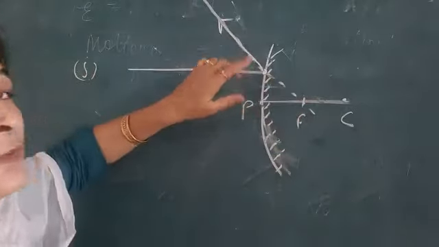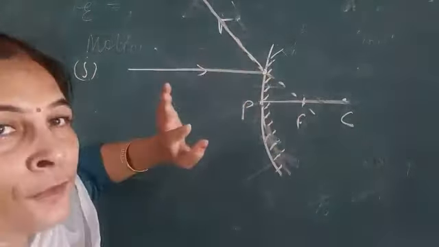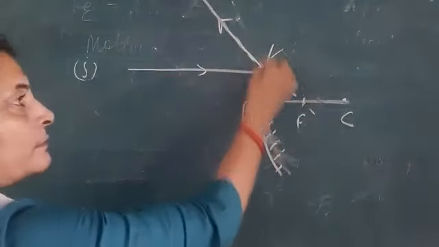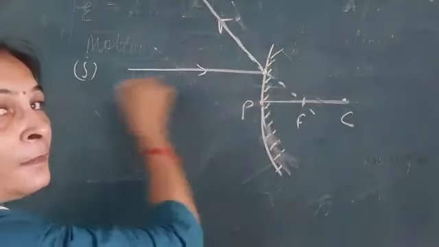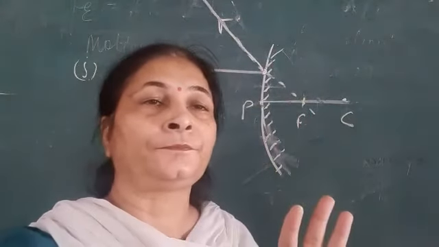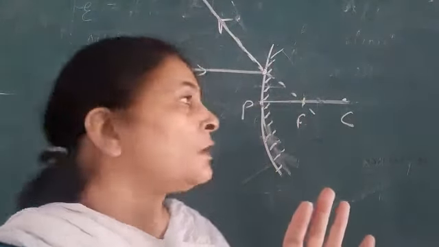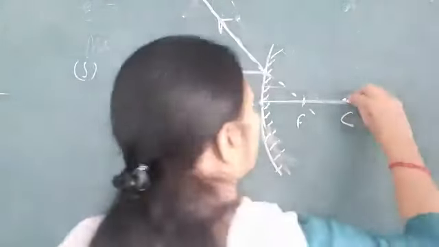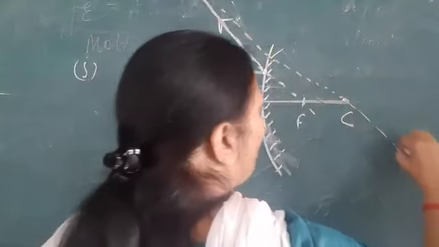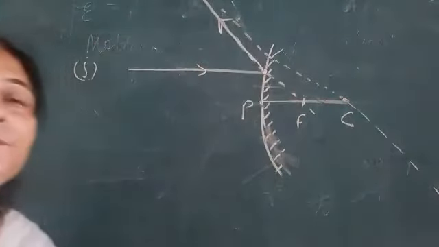A ray of light which will appear to come from focus, like if the incident ray is like this, then that ray will become parallel to the principal axis. The rule is same. A ray of light which will appear to come from center of curvature will go as it is.